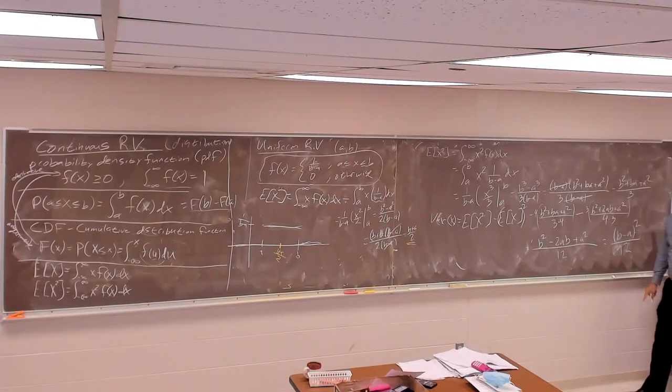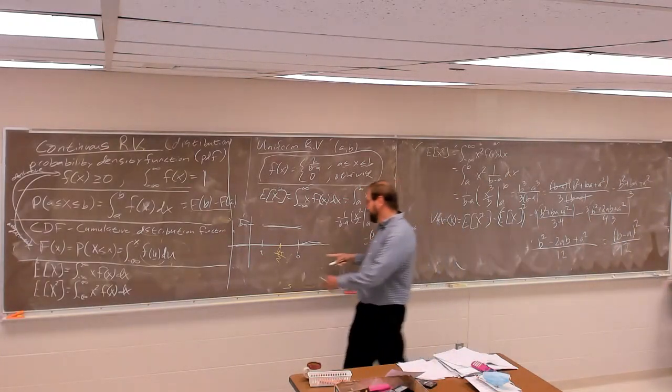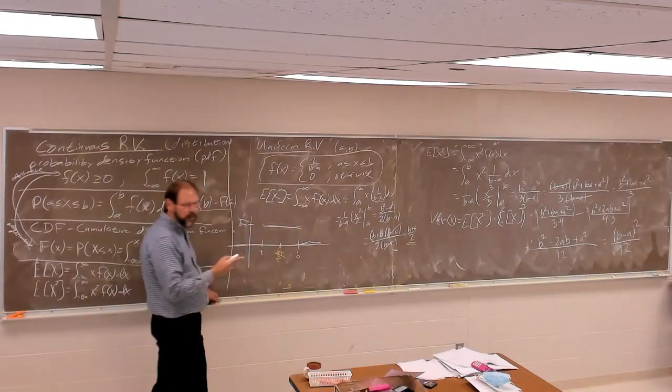Okay. And how do I see b minus a? Right? So b plus a over 2 was the midway point. What's b minus a?